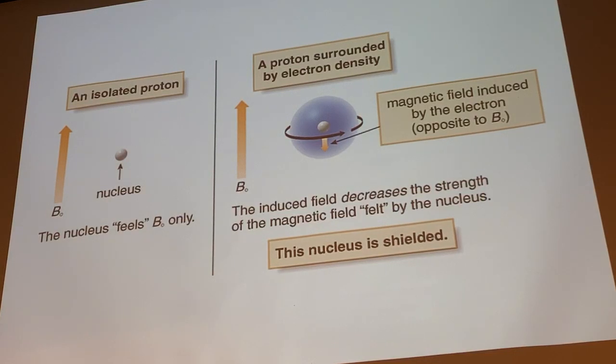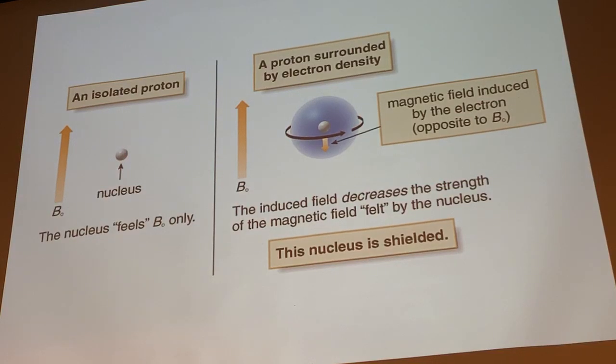If we had a proton with no electrons anywhere near it, such a proton does not exist, by the way, it would only feel the applied magnetic field. But if we have electron density in the form of sigma bonds or lone pairs, the electrons in sigma bonds and lone pairs will induce a magnetic field that opposes the applied magnetic field. So we say that the induced magnetic field caused by the electrons in motion is shielding the nucleus from the magnetic field from the magnet. This proton is feeling a smaller magnetic field because of that shielding effect.